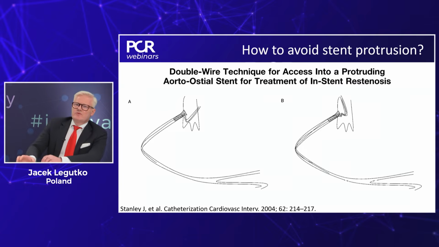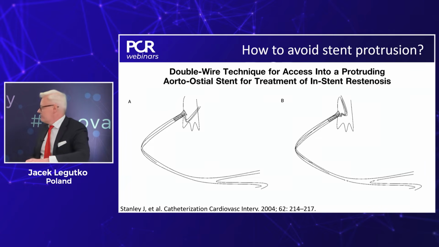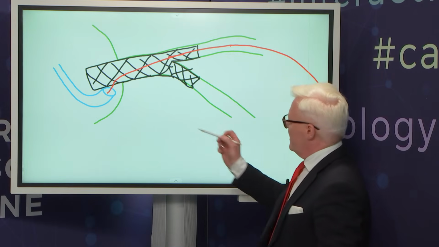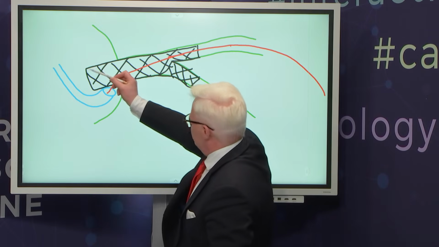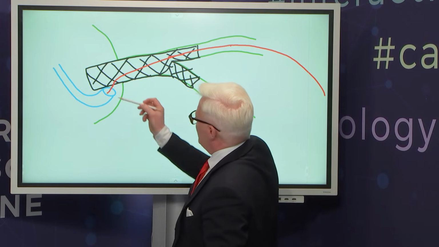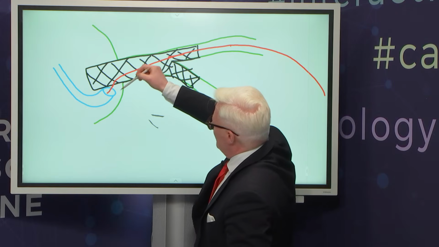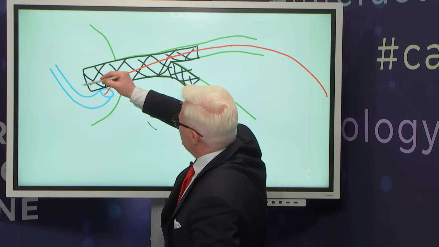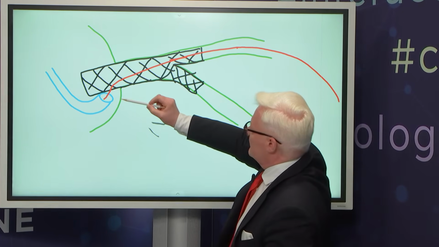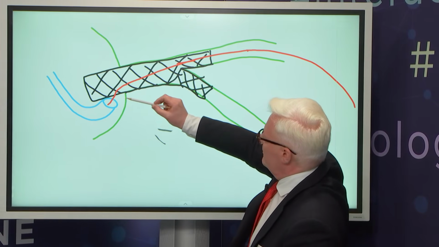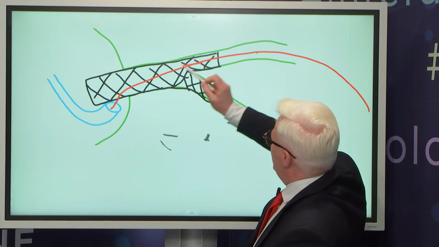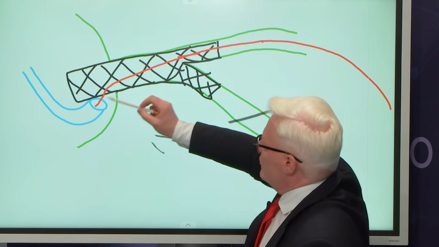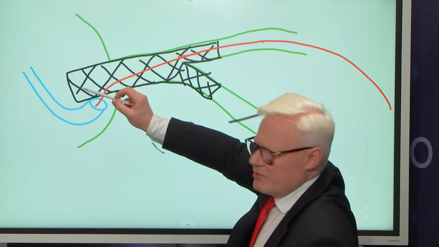And of course, I believe that the dual wire technique is more and more commonly used. Yeah, you can show us on this smart board how. Yeah, the problem is that, of course, if you have such a strongly protruded stent into the aorta, your guide catheter usually tends to go just below the stent, under the stent, but not necessarily in the ostium of the stent. So this causes the problem that the first wire usually goes to the artery, to the left main and LAD, through the stent struts.